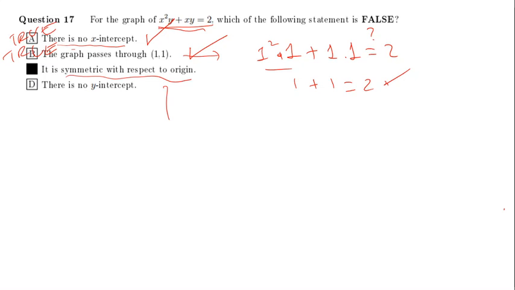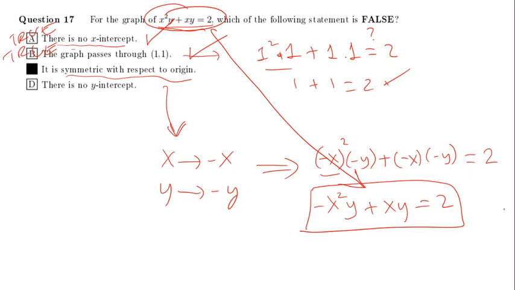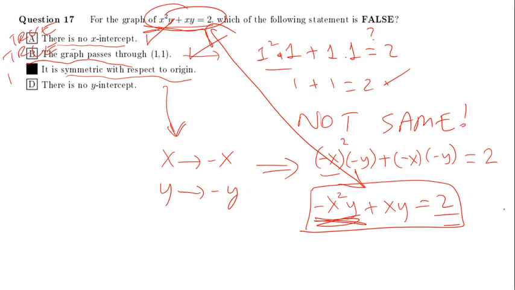It is symmetric with respect to origin. How to check the symmetry with respect to origin? Change x with minus x, y with minus y, then check the equality, same or not. So here we have x squared, but we have this minus here, so we can take it here. This is x times y equal to 2. Is it the same as this one? The 2 is the same, but this part here we have a difference. This is positive, this is negative, so not the same. So this is false, and it's asking for the false one.